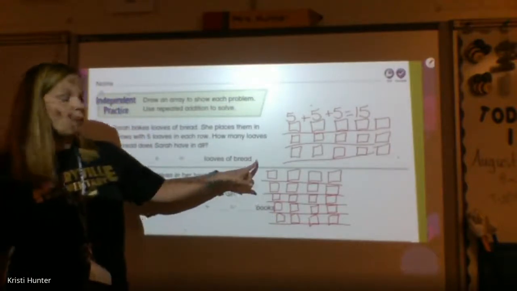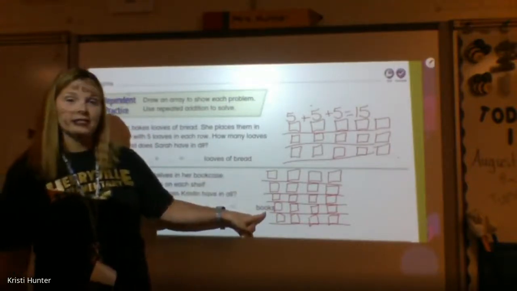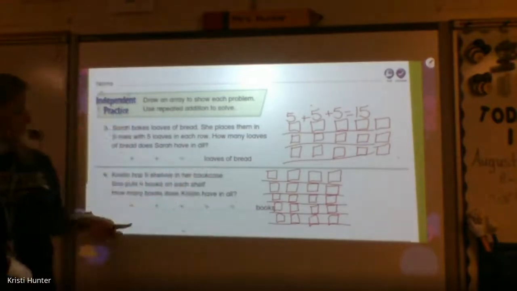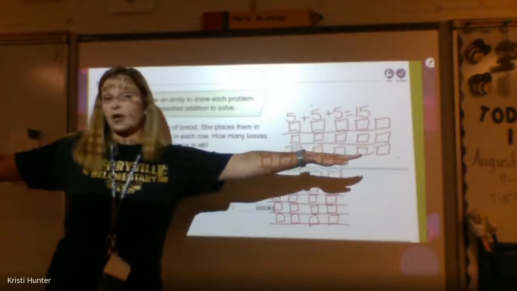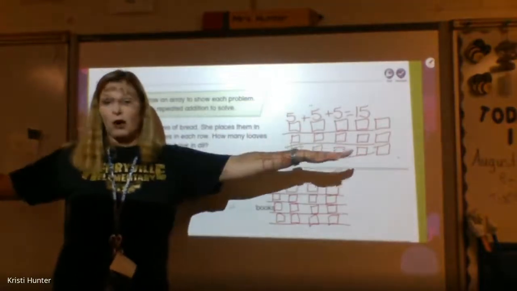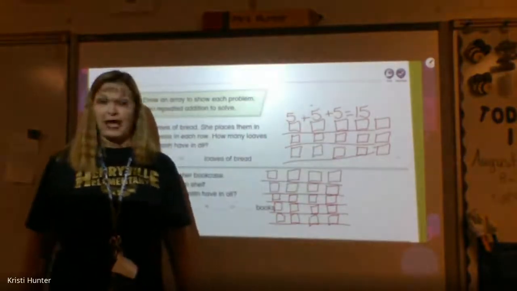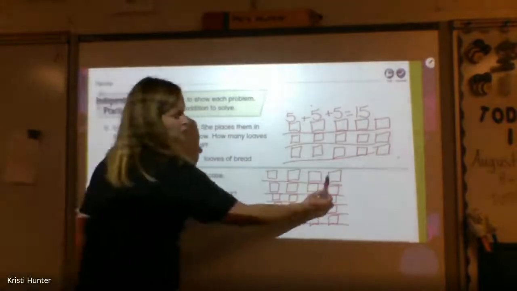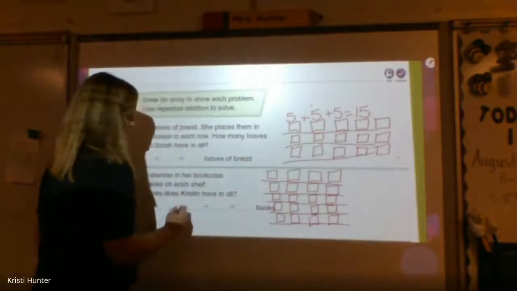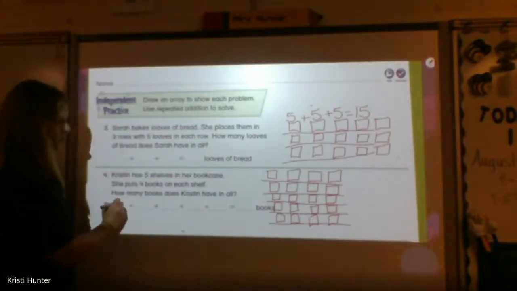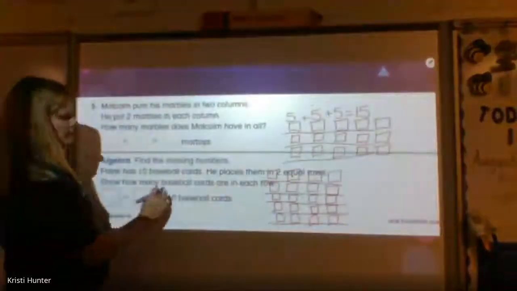All right, so once your array is done, you're ready to write your equation. So remember, we did rows, so we're going to count how many are in each row and write our equation for that, okay? So look at the first row. There are 1, 2, 3, 4 books. So my equation's going to say 4. Uh-oh, it's going to flip my screen.